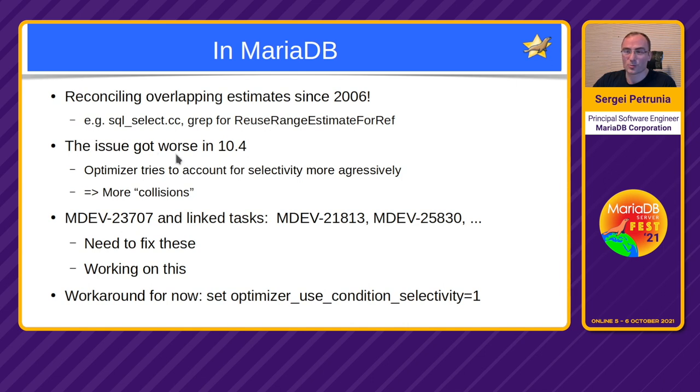The issue got substantially worse in 10.4 because the optimizer now has histogram data and it tries to use both histogram and range access data to compute selectivity. It computes selectivity more aggressively, which causes more collisions. This resulted in poor behavior in some cases, in actually quite a lot of cases.